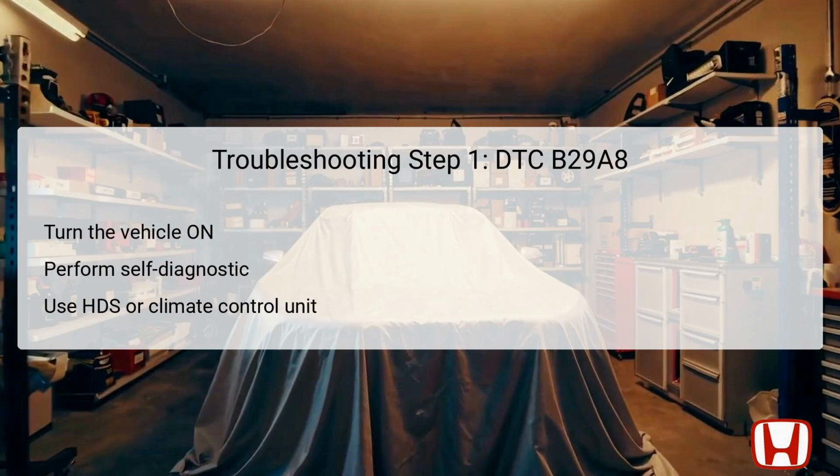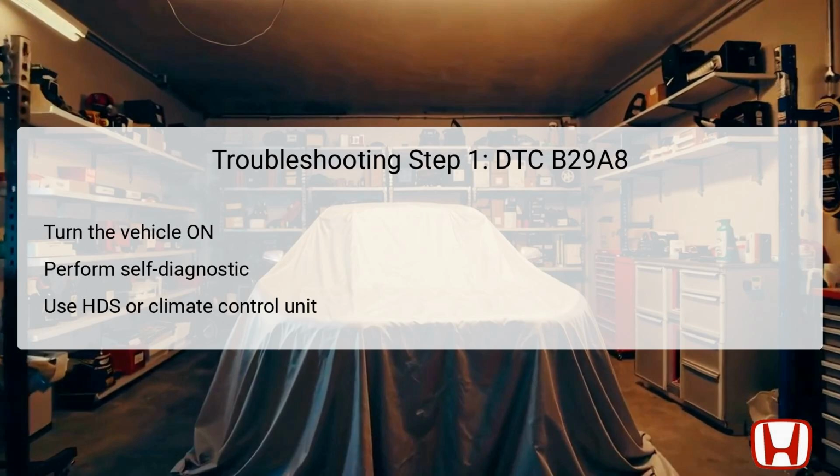Collectively, these symptoms can significantly detract from the driving experience, making it essential to take action as soon as they arise. The first step in troubleshooting DTC B29A8 involves powering on the vehicle. Once the ignition is in the on position, it's essential to carry out a self-diagnostic function, either using the Honda Diagnostic System HDS or directly via the climate control unit itself. This self-diagnostic feature helps verify existing error codes and assess current system functionality. It serves as a preliminary check, allowing technicians to gather valuable data before delving deeper into manual inspections.